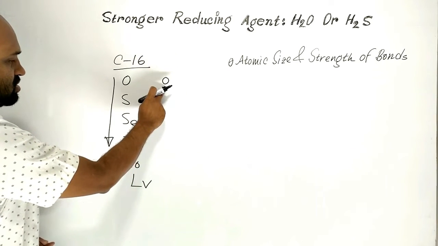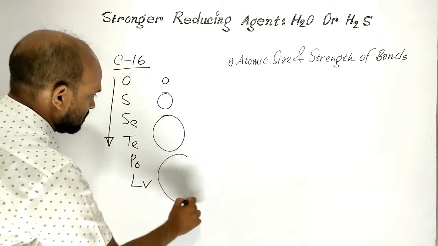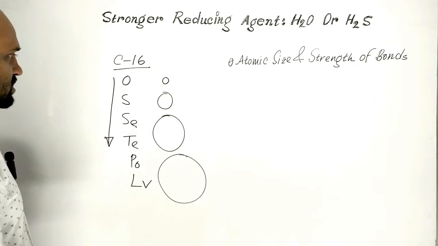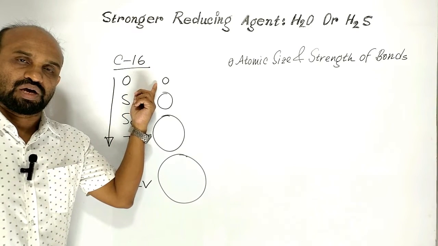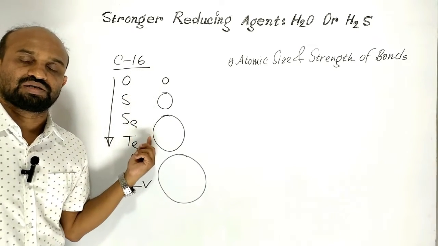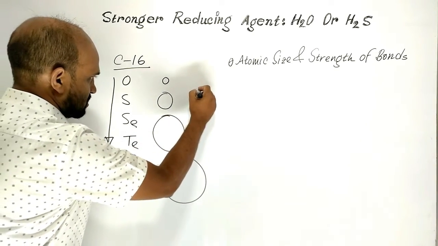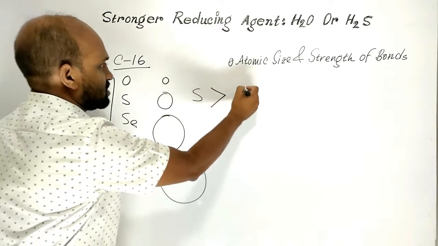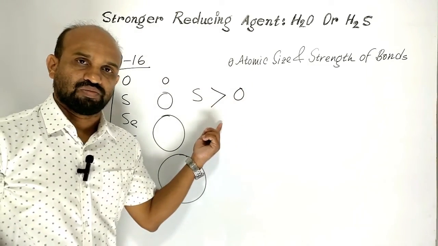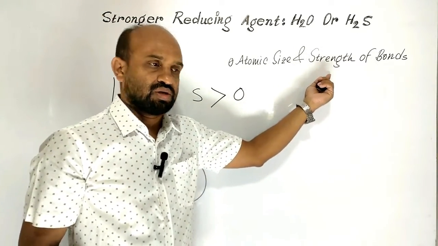We know from top to bottom along a column in the periodic table, atomic size increases. Suppose this is oxygen atom, sulfur, selenium, like this. That is, from top to bottom along a column, atomic size increases. So we can say that sulfur atom is bigger in size than oxygen atom. Now let's see strength of bonds.